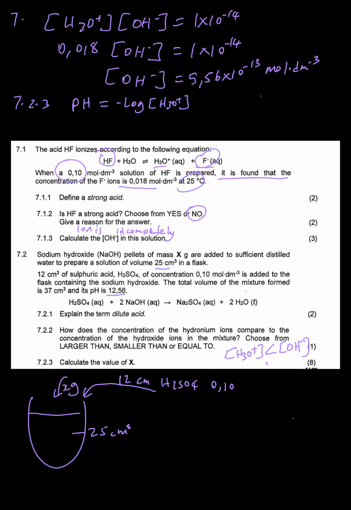So what is the pH here? It's 12.56. From that, the concentration is 10 to the power negative 12.56, which is 2.754 times 10 to the power negative 13. Okay, now we have that concentration.